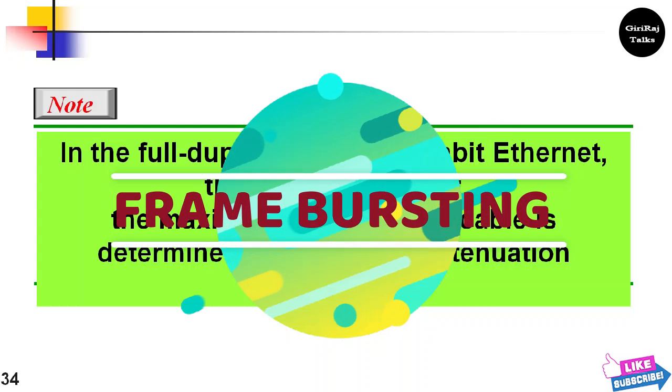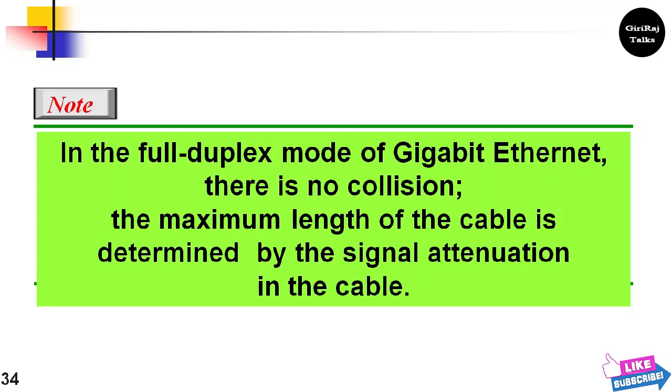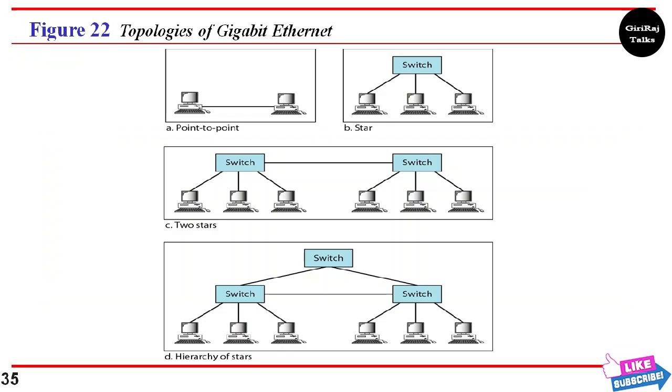Physical layer. The physical layer in Gigabit Ethernet is more complicated than that in standard or fast Ethernet. We briefly discuss some features of this layer. Let us see topology. Gigabit Ethernet is designed to connect two or more stations. If there are only two stations, they can be connected point to point. Three or more stations need to be connected in a star topology with a hub or a switch at the center. Another possible configuration is to connect several star topologies, or let a star topology be part of another, as shown in figure 22 on the screen.